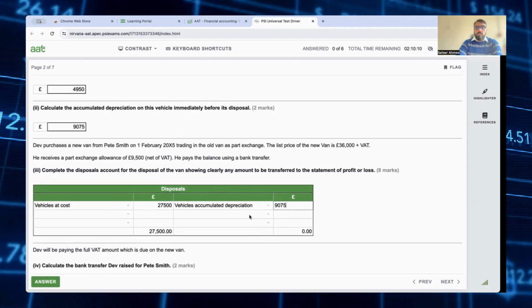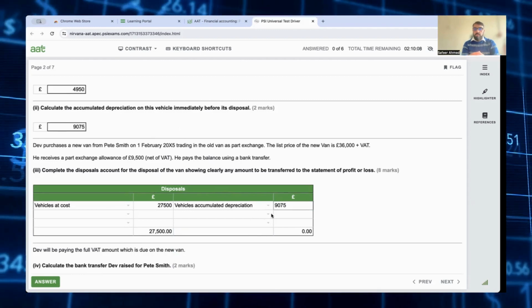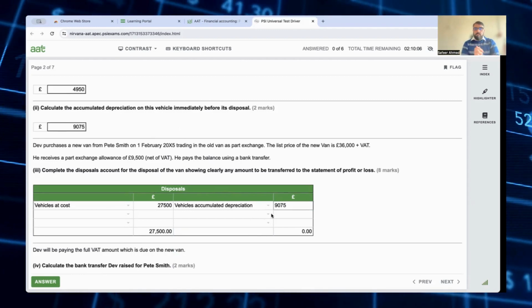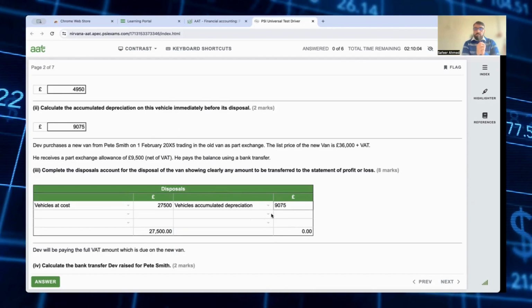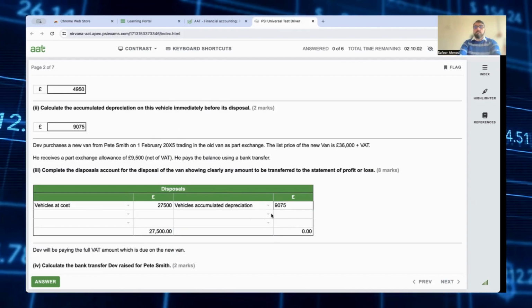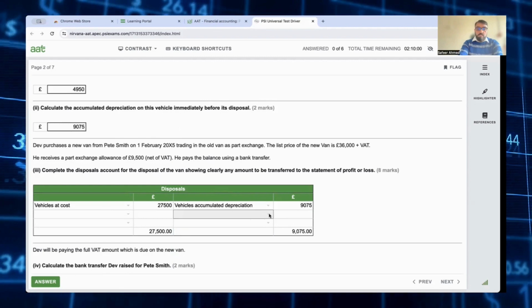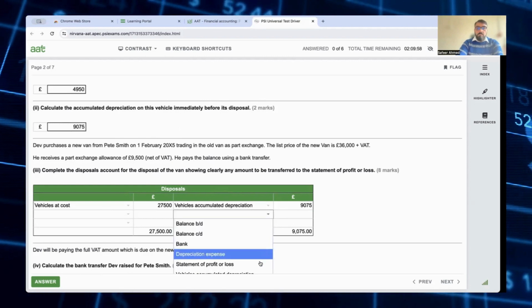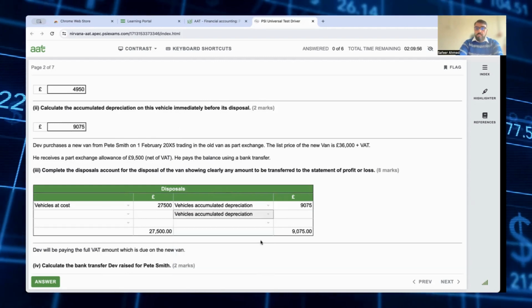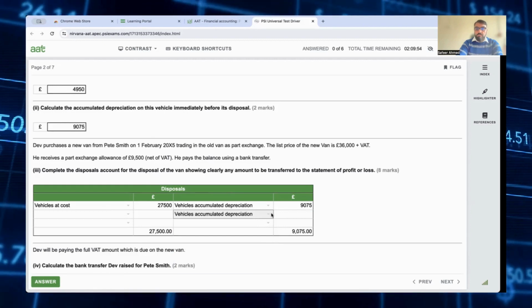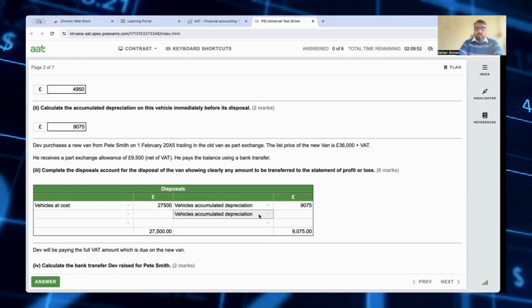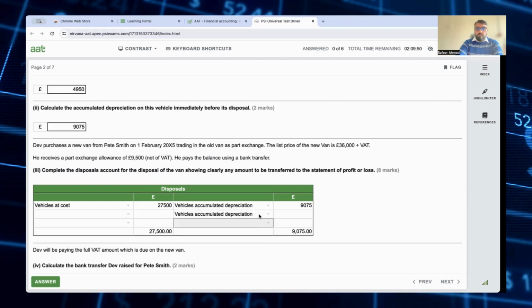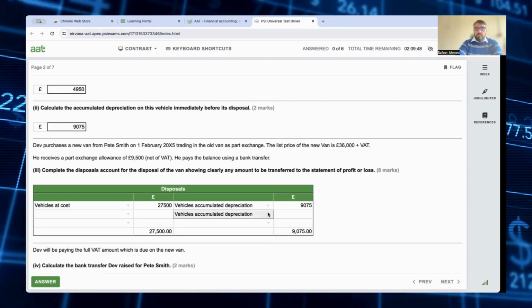Okay, and what else goes in here? So if the asset was disposed of by getting some money, in other words, in that case, it will be disposal proceeds. But if it is part exchange, it will be the part exchange value. And the part exchange value, and sorry, this will be, of course, vehicle at cost.